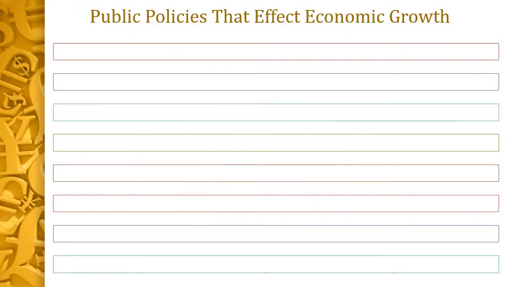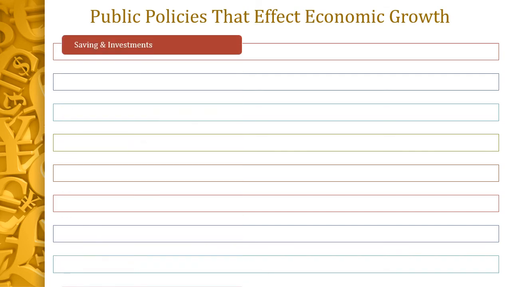We're going to look at 8 public policies, you might want to say, that can directly affect economic growth of a country. So the first one is what we call savings and investment. And what we're talking about here is that the more that we tend to put toward capital goods or toward the investment within a country, the more that we see an economic growth.